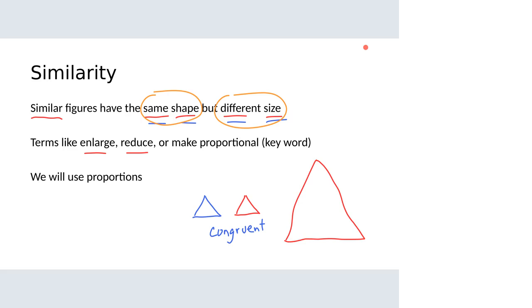Now, when we enlarge or reduce, we want to make sure that this new one is proportional to the old one. We don't want to go from an equilateral triangle to a right triangle and say that these two are similar, because they're definitely not. They don't look anything like each other. They don't have the same angle measures. So, two things are similar if they have the same shape, meaning when we enlarge or reduce, we keep the changes in size proportional. And that's a really important word for us because when we solve problems involving similarity, we're going to use proportions.